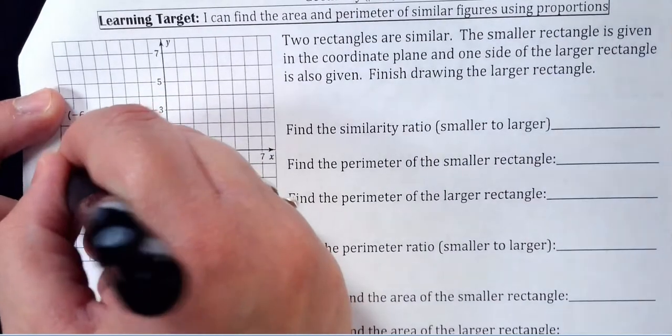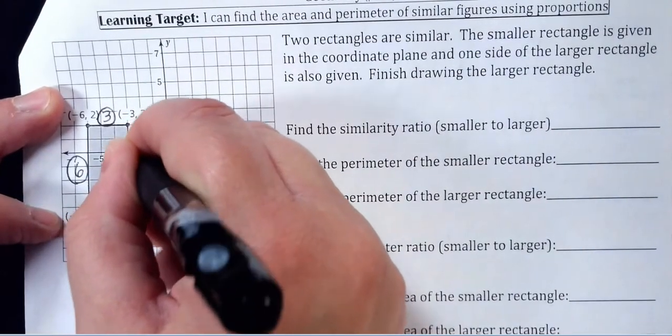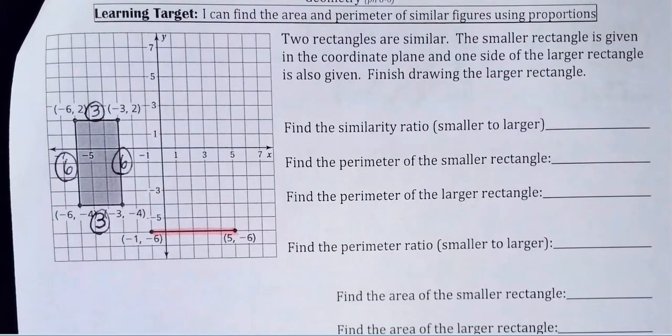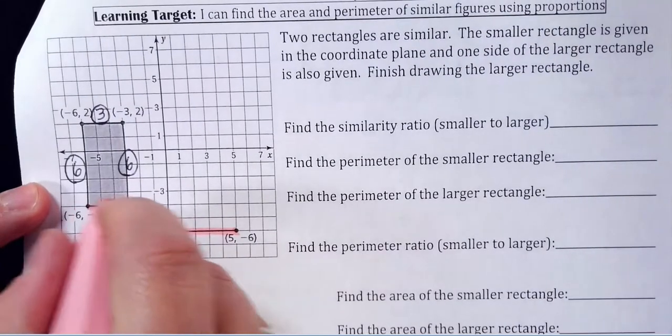It looks similar. So the bottom one looks like a side, so that's going to be one of the sides of our larger rectangle. Probably going to be a similar ratio. You're totally right. That is one of the short sides.